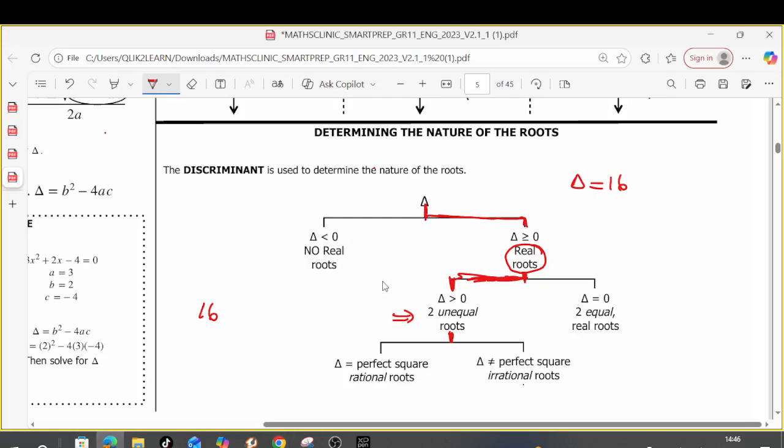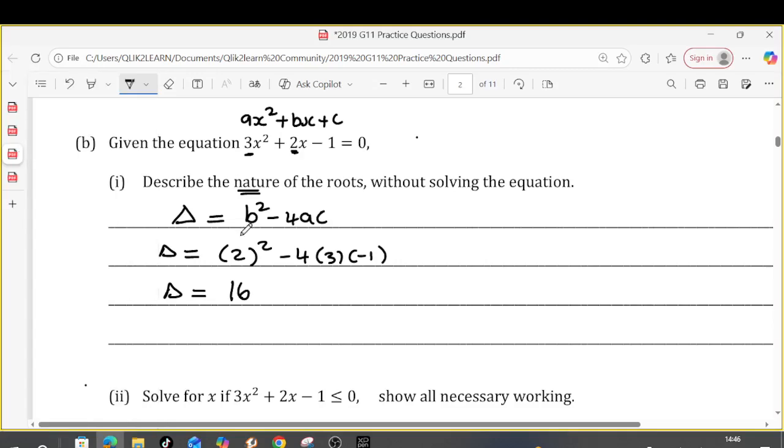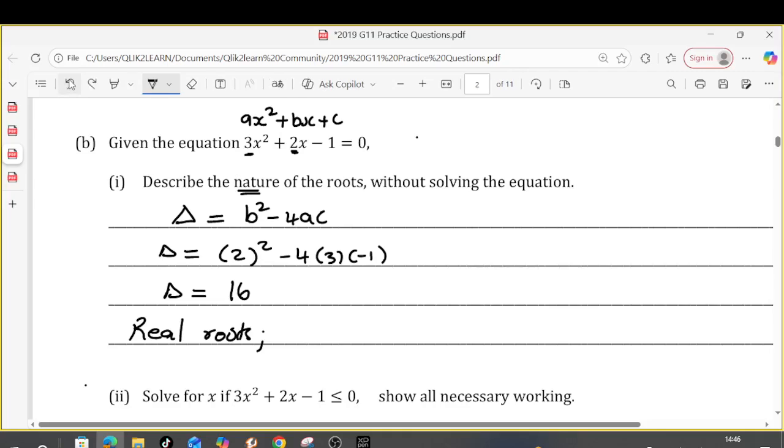So since 16 is a perfect square, we go this side. We don't go where it is not a perfect square, but we go this side. What is the nature of the roots? Rational roots. So your answer will be real roots, 2 unequal roots, and rational roots. You have to write everything down. You're going to say it will be real roots, then unequal roots.